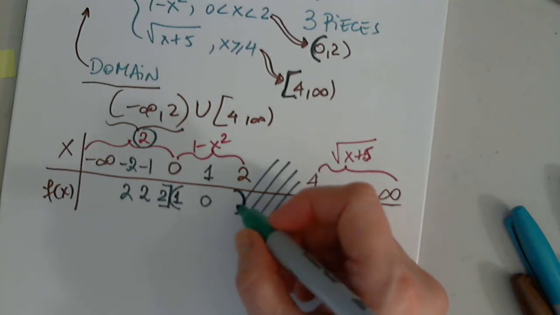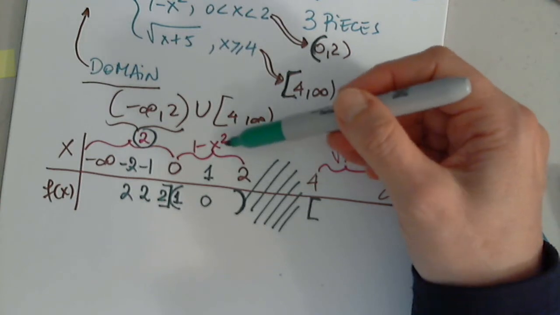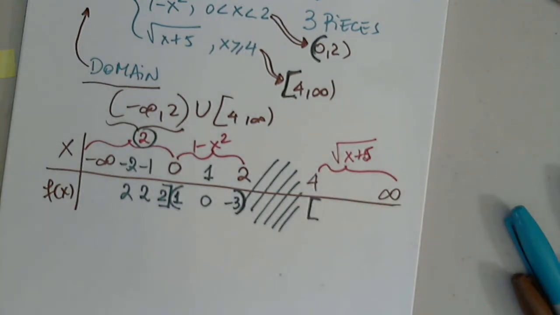I'm sorry, -1. So by the order of operations, I have to square 2 first. -3. Okay, I agree with -3. Perfect. We're done with the middle.